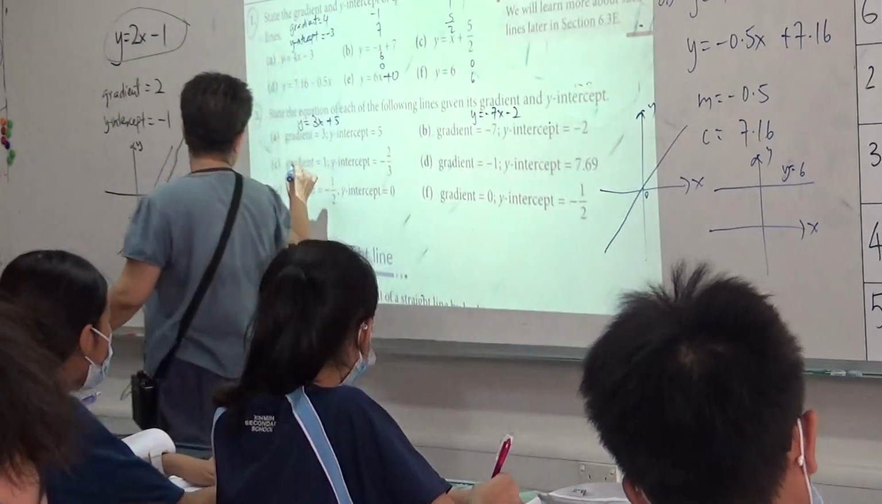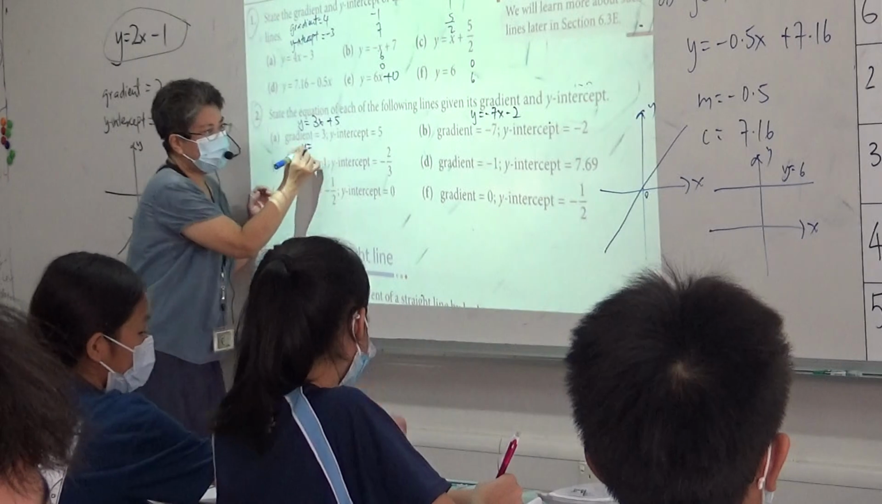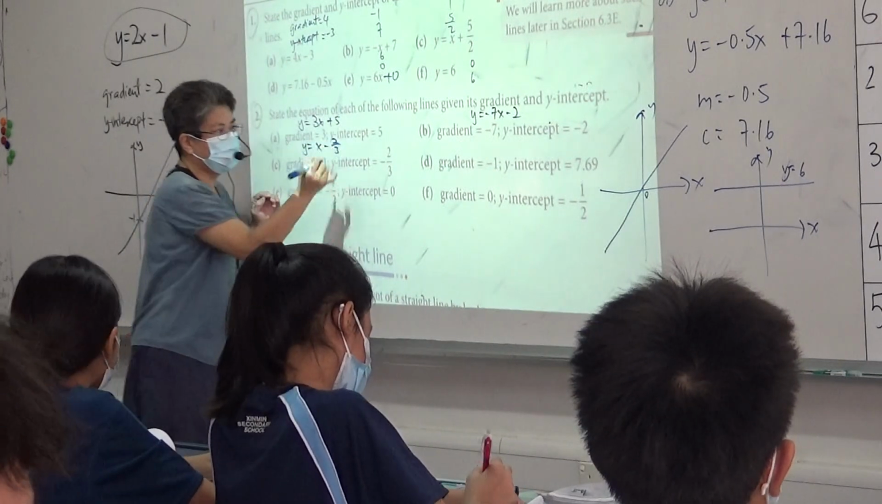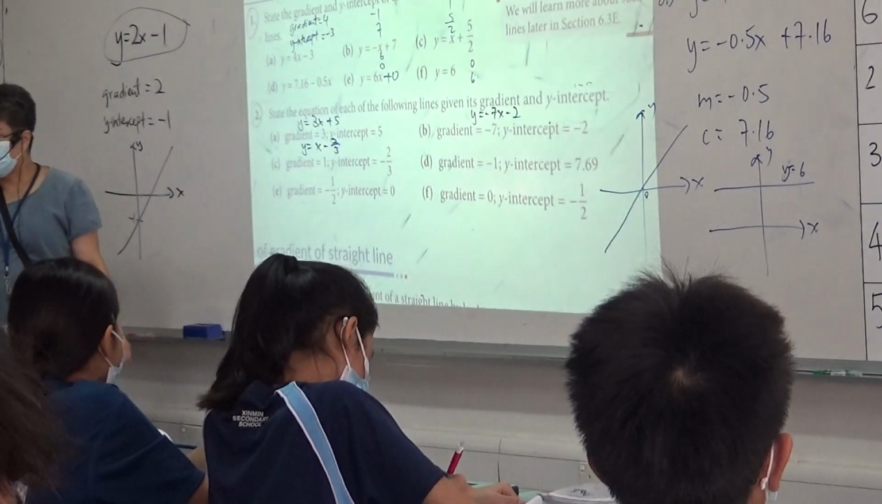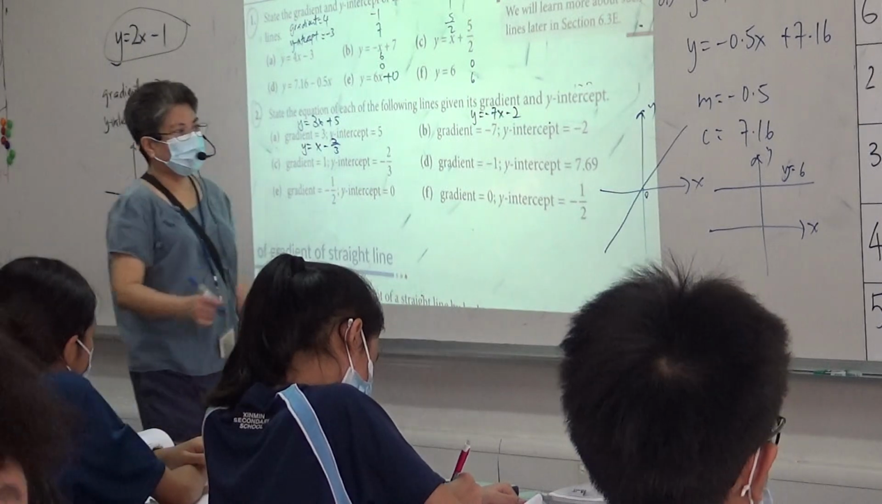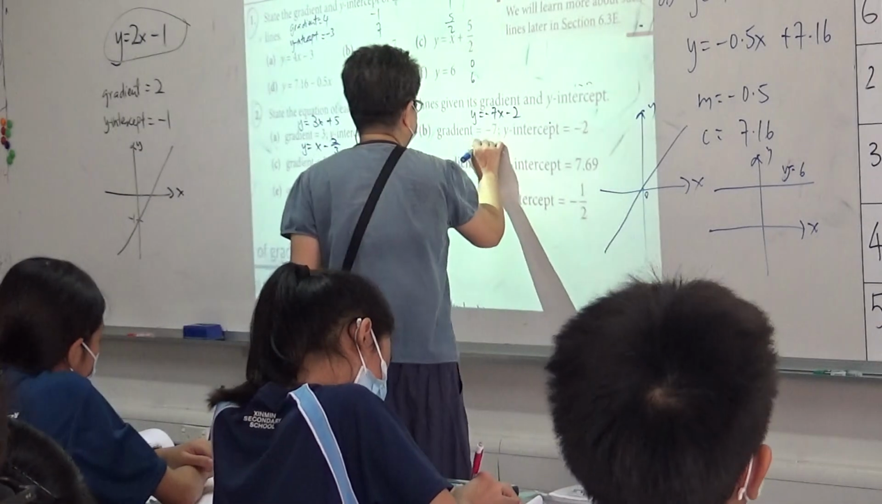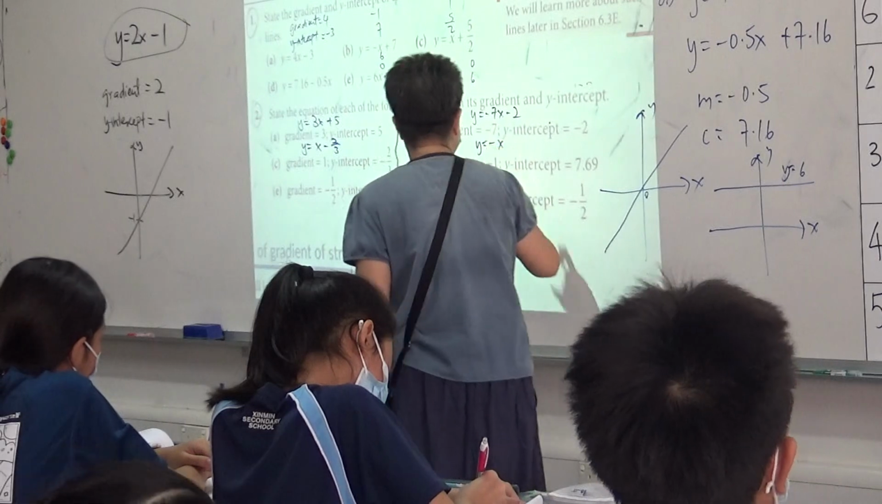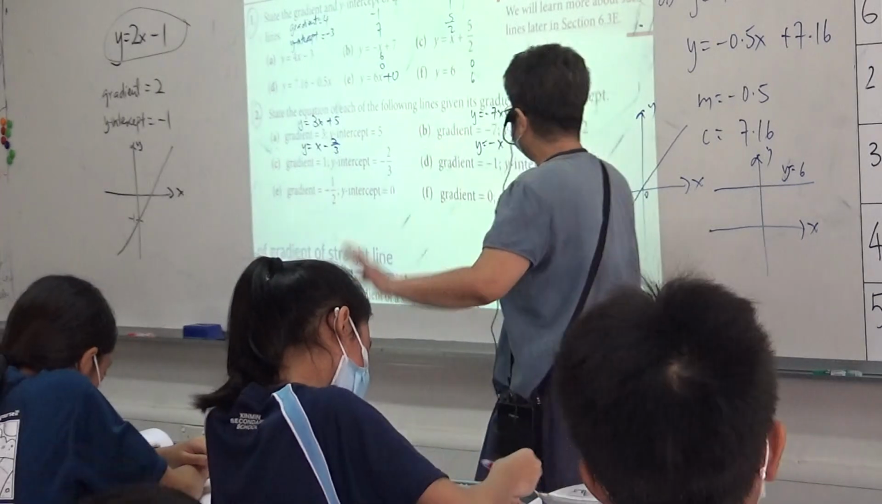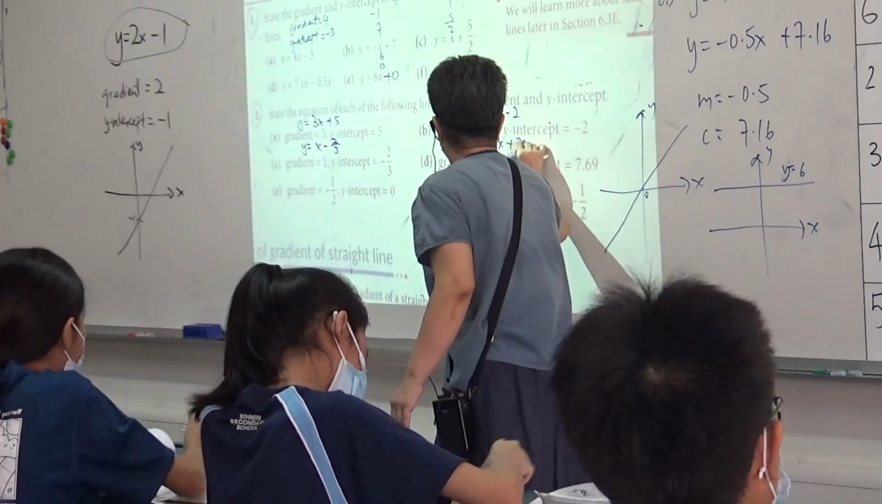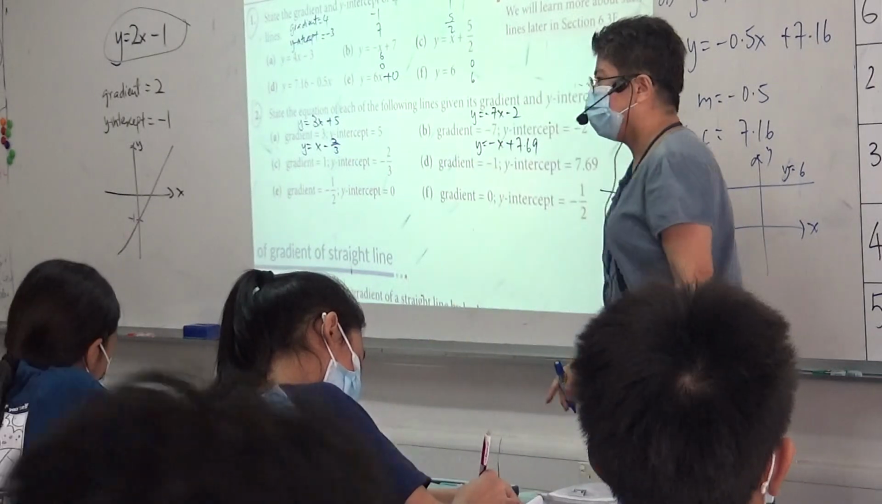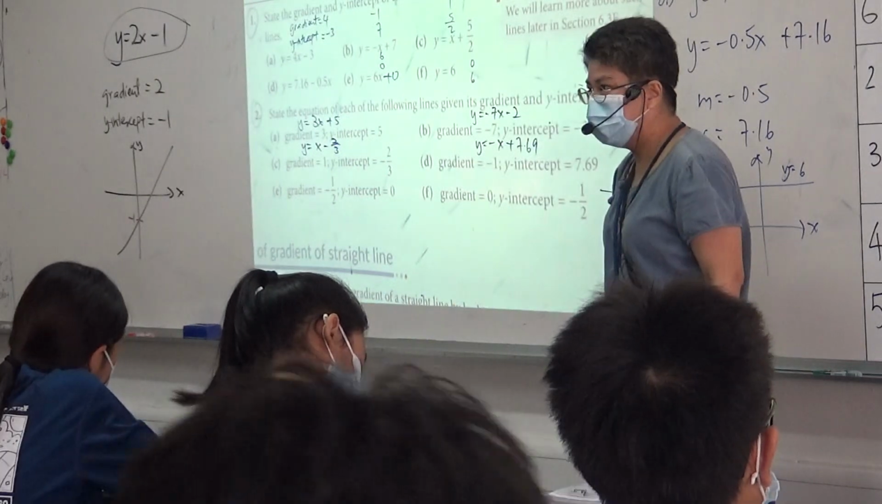Okay, what about this? Y equals to what? X minus 2 over 3. Everybody clear? How about D? Y equals to negative x. Don't put negative 1x, just negative x will do. Plus what? 7.69. Are we clear? Are we clearer now?